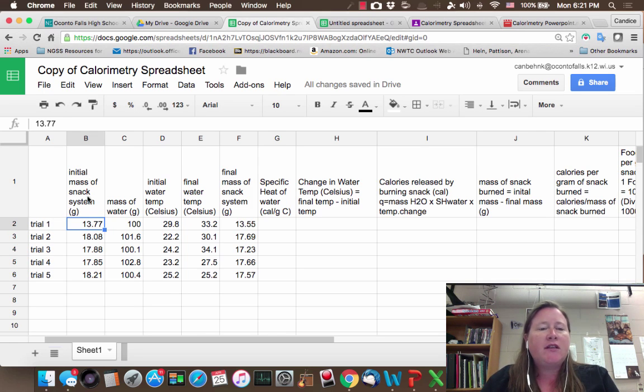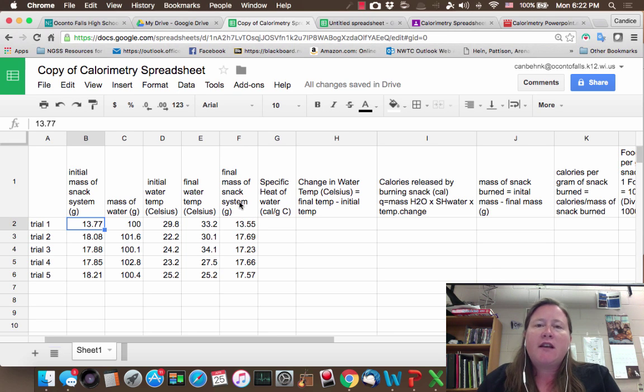So what you can see here is that this student had 5 trials, and what was recorded in the lab was the initial mass of the water that went into the calorimeter for each of the trials. Also the initial mass of the snack system in grams, the initial and final water temperature in degrees Celsius, and then the final mass of the snack system.